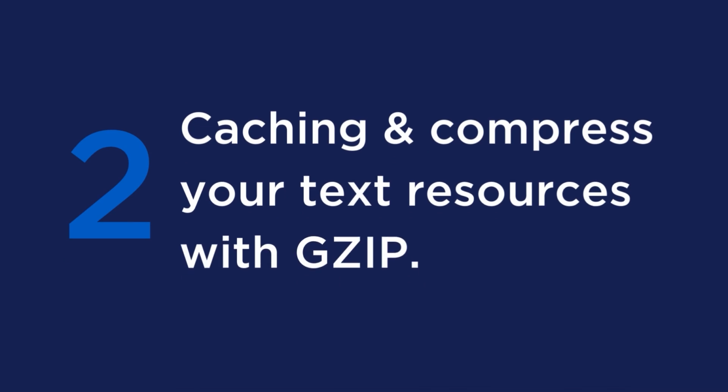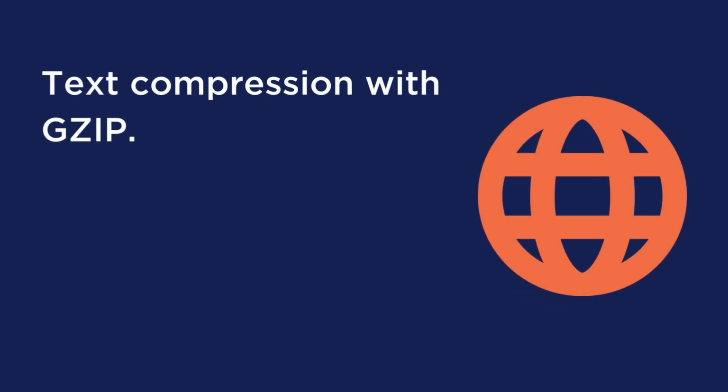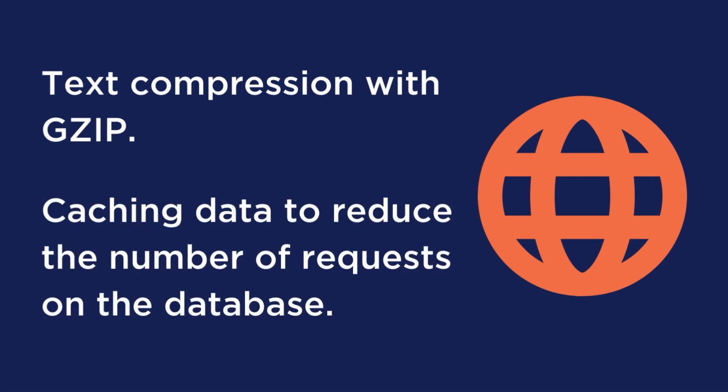Number 2 is you can use caching and compress your text resources with GZIP. This would include things like text compression with GZIP, and also caching data to reduce the number of requests on the database, reducing the load.